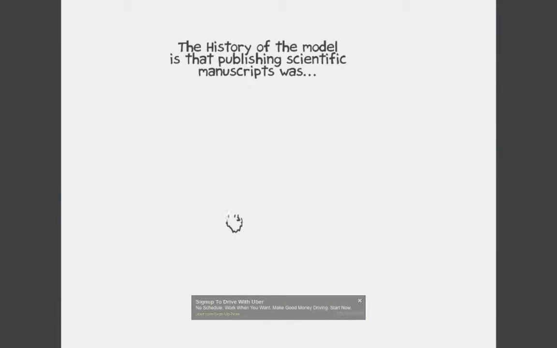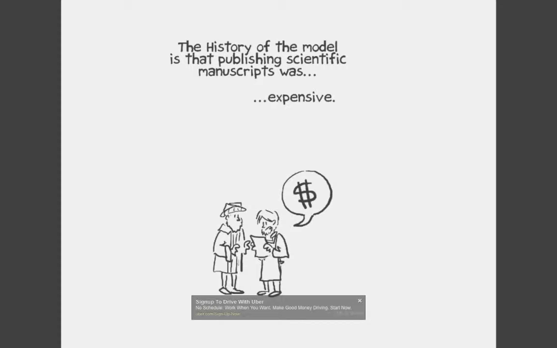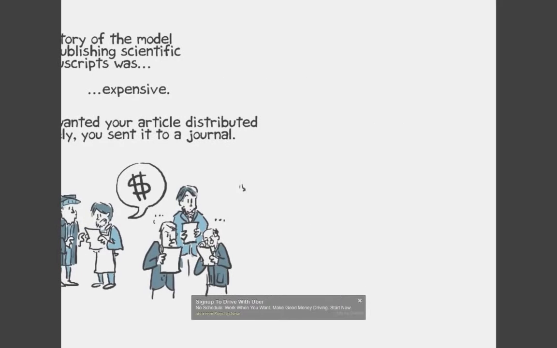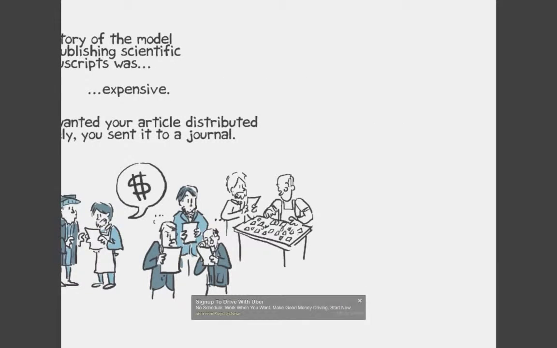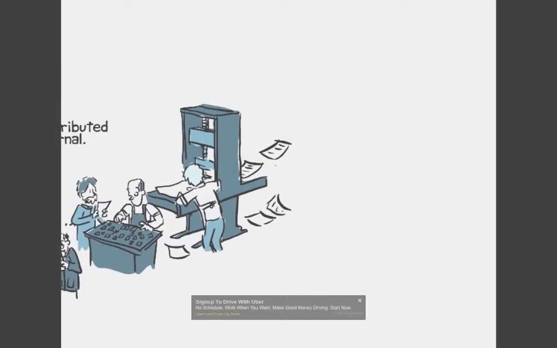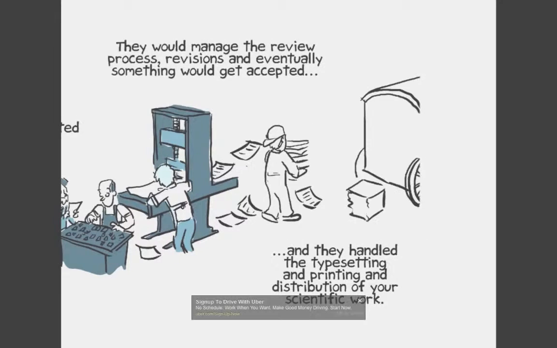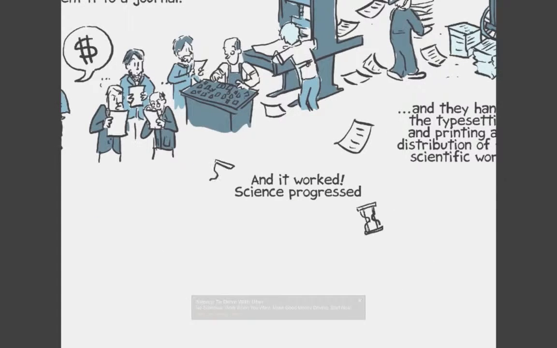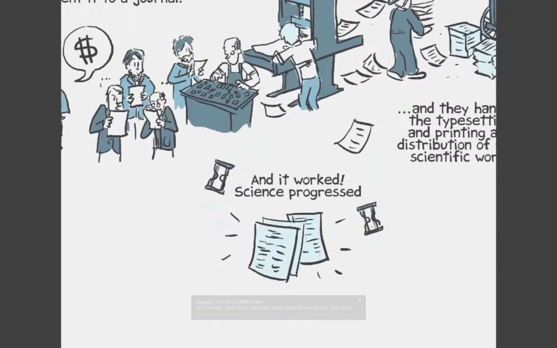The history of the model is that publishing scientific manuscripts, especially ones with complex, detailed color figures, was expensive. So if you wanted your article distributed broadly and widely, you sent it to one of these journals, and they would manage the review process and the communications with reviewers and revisions, and eventually something would be accepted. They handled the typesetting and the printing and the distribution of your scientific work. And it worked great. Science progressed pretty well, and it became a good way to distribute scientific papers.